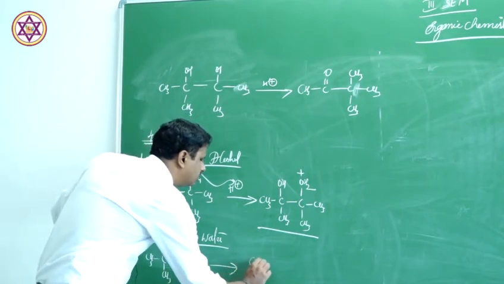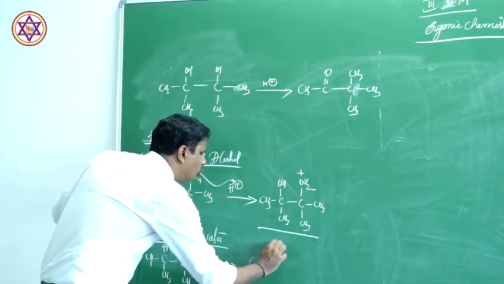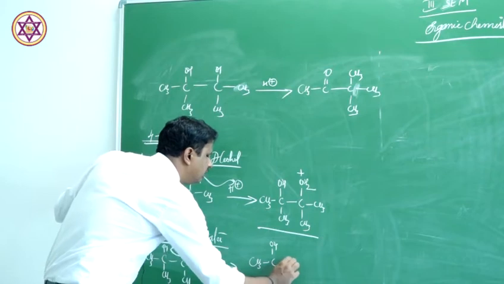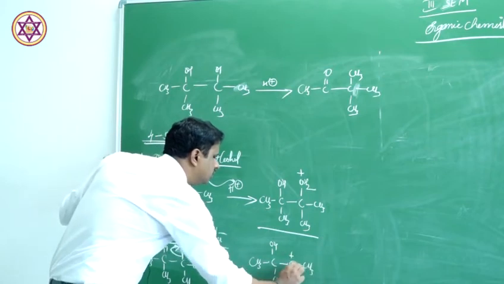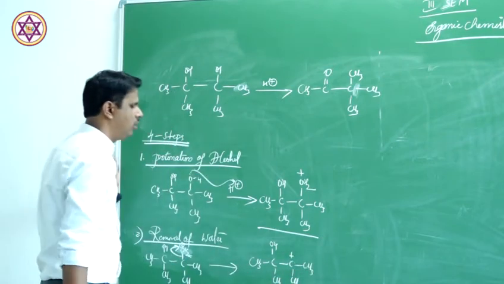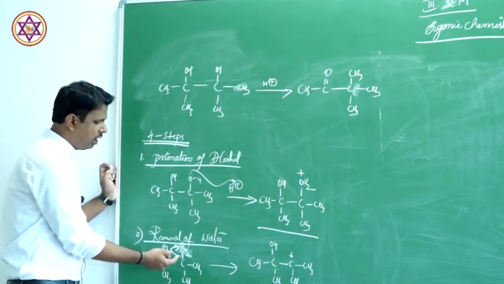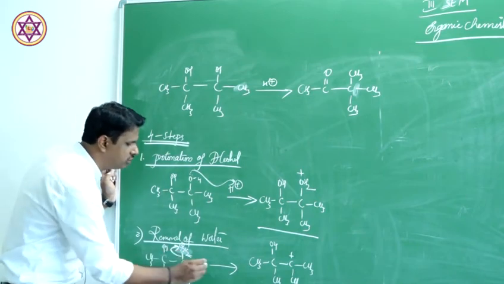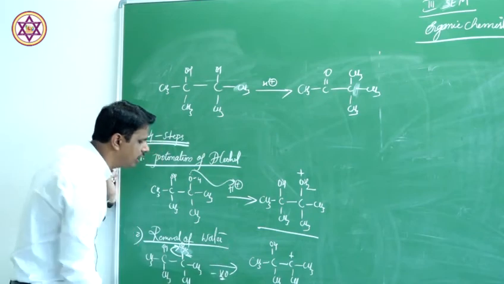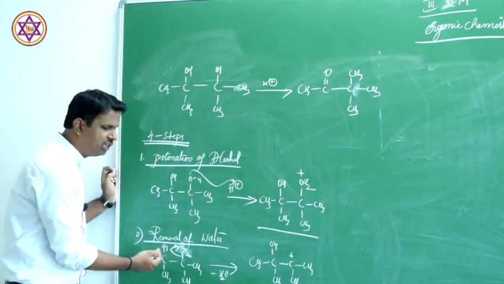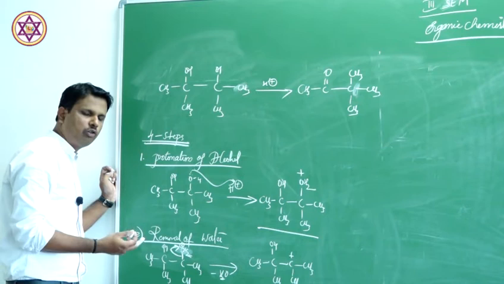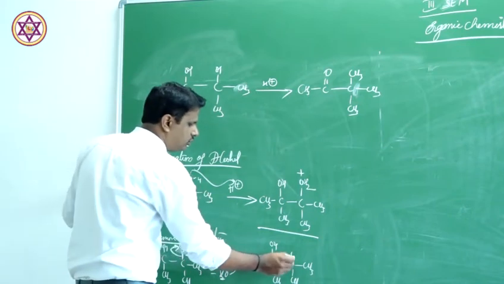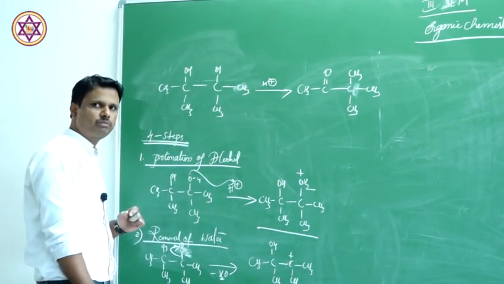You are going to get CH3, COH as it is, CH3, C plus, CH3, CH3. While going away, H2O is gone, so we can write minus H2O here. While going away, oxygen has taken away the bonded electrons, so we got a positive charge here.